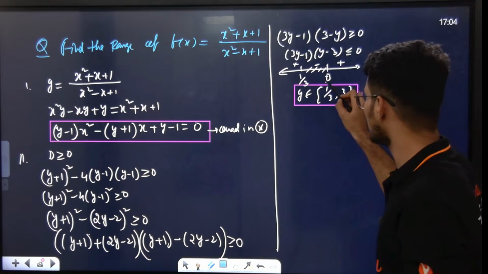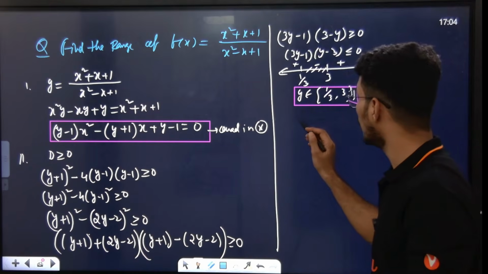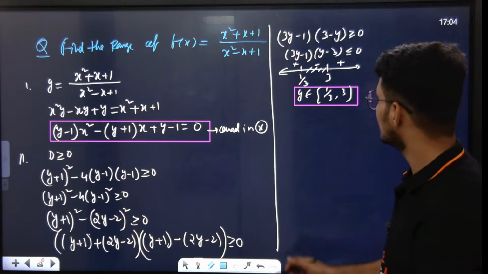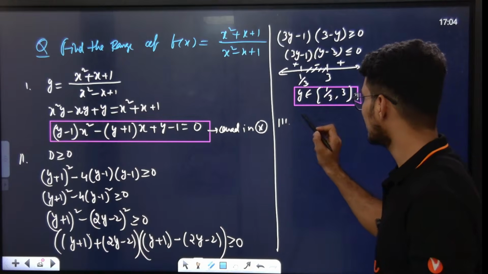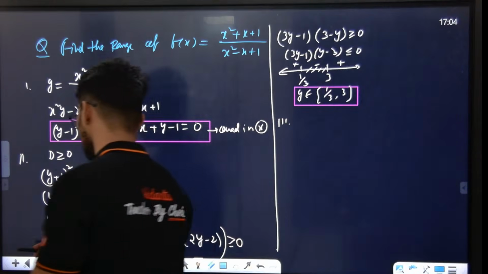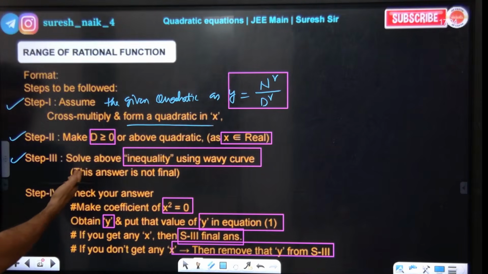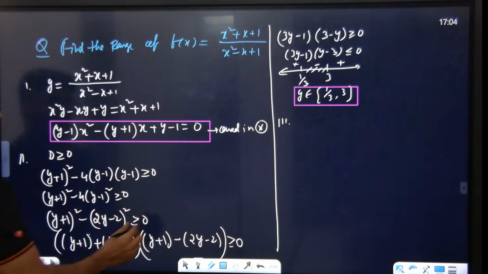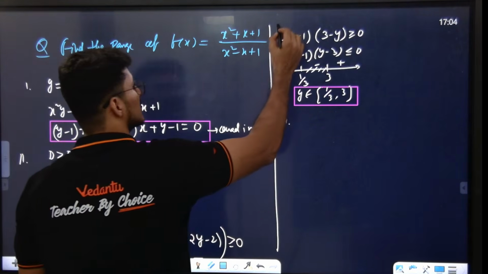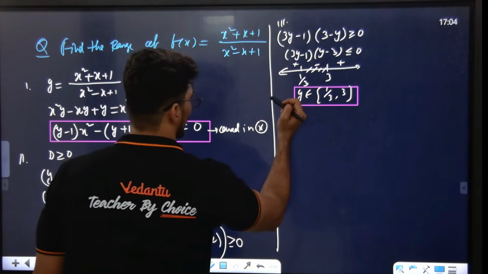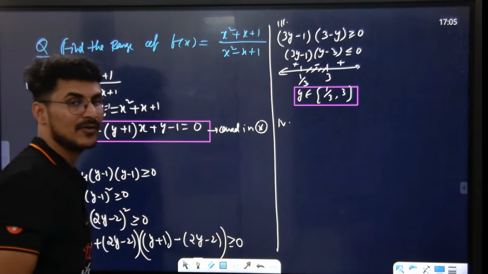Sir, I have a doubt, sir. Is this your final answer? No, this is not your final answer. Now step number 3. Okay, sir, D greater than or equal to 0 I did. Solve the inequality by using VB method I did. Now I'm checking the answer. Idanna third step. Okay, now I'm going to do the fourth step.